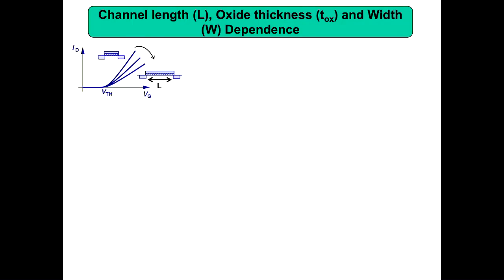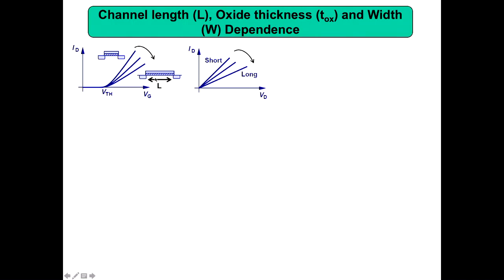When you look at the MOS transistor, you have different options. You can increase the length, you can decrease the length, you have so many parameters. You have channel length, which I already discussed, that is L. Then oxide thickness, that is this oxide thickness. Then width, W, the width of the channel. When you vary these things, what is the effect?